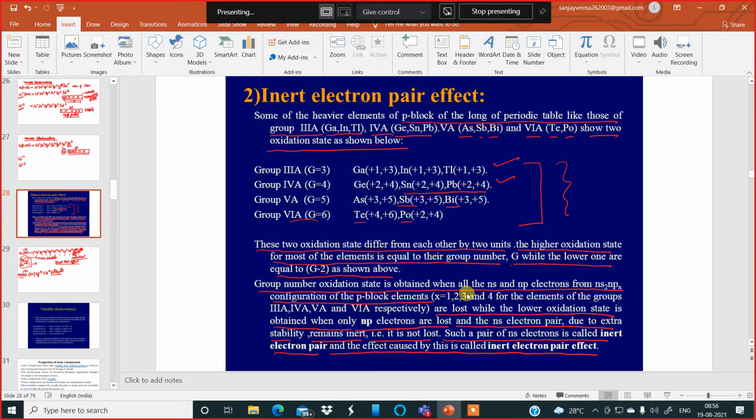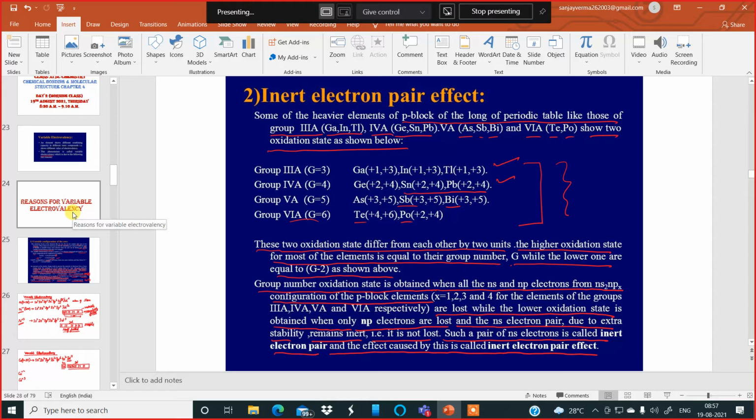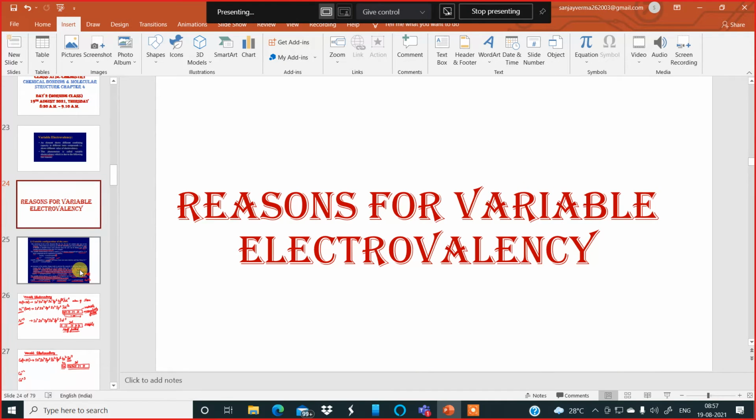That means after losing two electrons from the np subshell, the ns electrons are reluctant. They are not willing to lose. That is how the ion which is formed acquires extra stability. So that is how it shows inert pair effect. Okay, so these are the two important reasons for elements to show variable electrovalency.